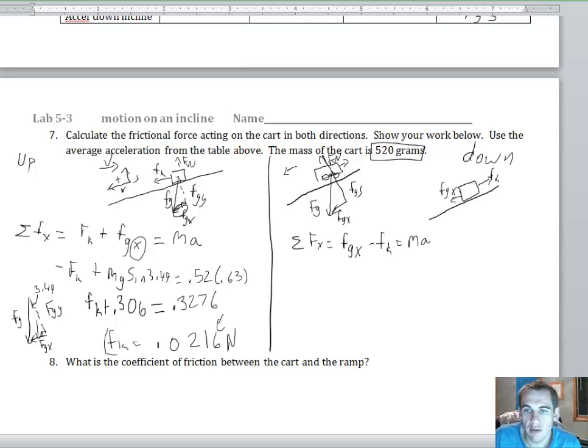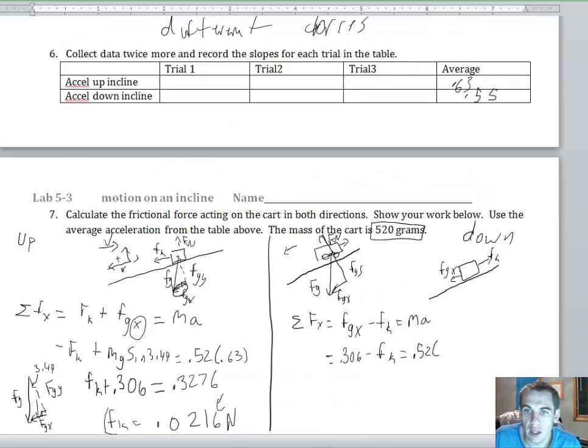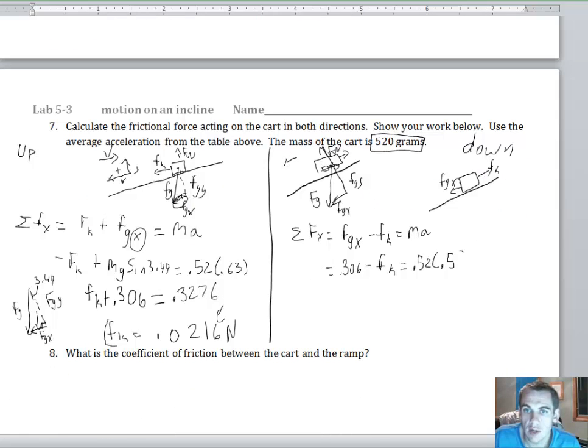Okay, and so I actually still know ma. Well, no, I don't. The acceleration changed, right? Because it changed for down the incline. But I do still know Fgx. This is still mg sine theta. The angle didn't change. So this is still 0.306 minus Fk equals m, which is still 0.52, times the acceleration, and I got to check on that one, 0.55, okay, times 0.55. So now, if I subtract over that 0.306, I get negative Fk equals 0.52 times 0.55 minus 0.306, negative 0.02 newtons.